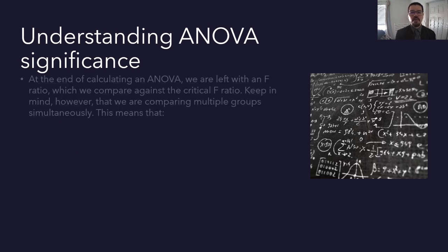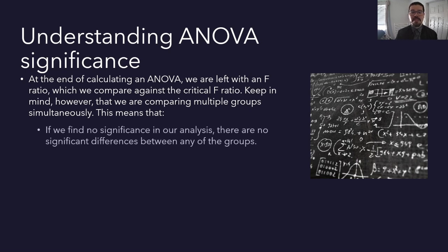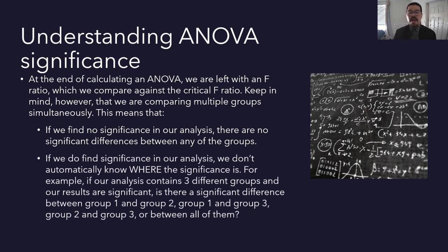So, understanding ANOVA significance. At the end of calculating an ANOVA, we are left with an F ratio, which we compare against the critical F. Keep in mind, however, that we are comparing multiple groups simultaneously, which means if we find no significance, so if our null hypothesis is true, that all the means are the same, then there are no significant differences between any of the groups. However, if we do find significance in our analysis, we don't automatically know where the significance is.